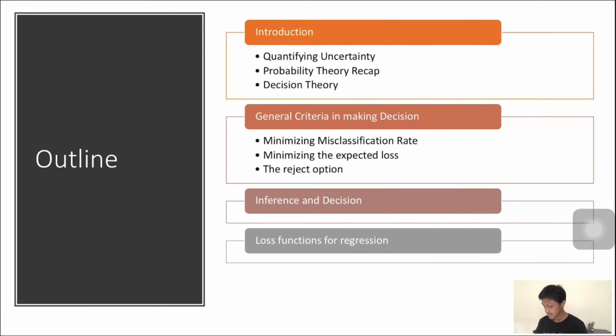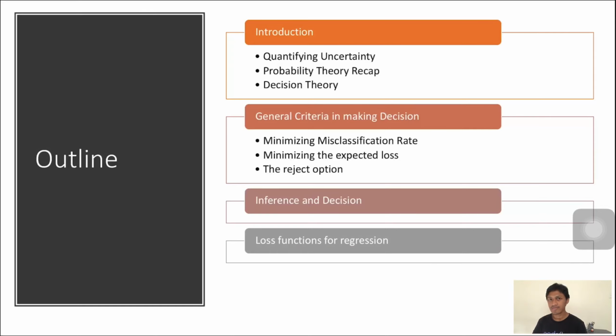So I want to discuss the introduction first, about how to quantify the uncertainty. Next is a recap of probability theory, and then decision theory itself, discussing the general criteria in making decisions. It contains three approaches. The first one is minimizing the misclassification rate. Next is minimizing the expected loss, and the last one is the reject option.